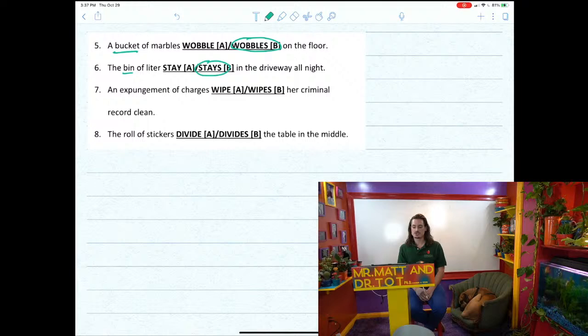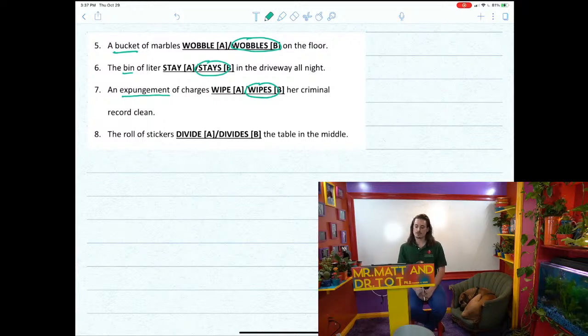7, an expungement of charges wipe or wipes her criminal record clean. So we have an expungement, the singular subject in this sentence, so we want a singular verb. Singular nouns usually do not end in S. Singular verbs usually do end in S. So we want wipes. An expungement of charges wipes her criminal record clean.